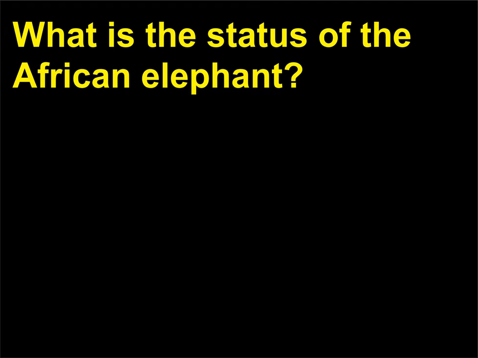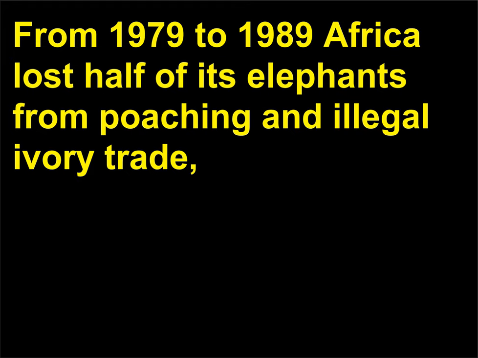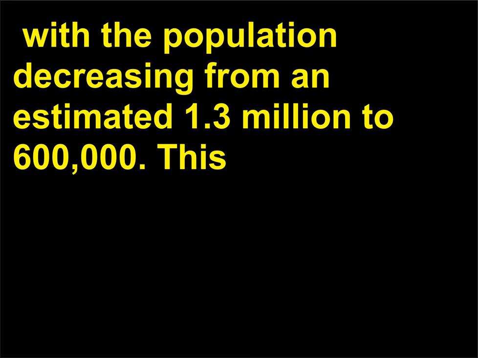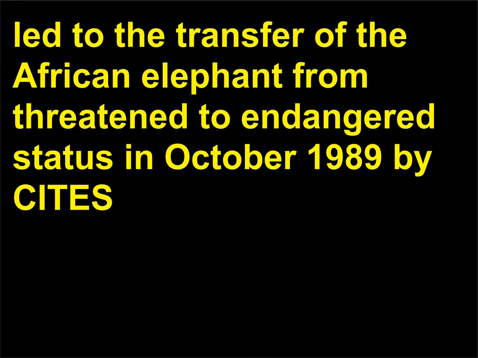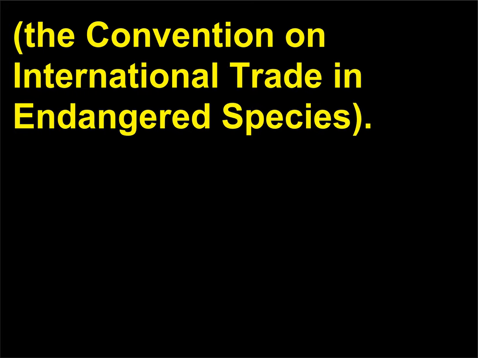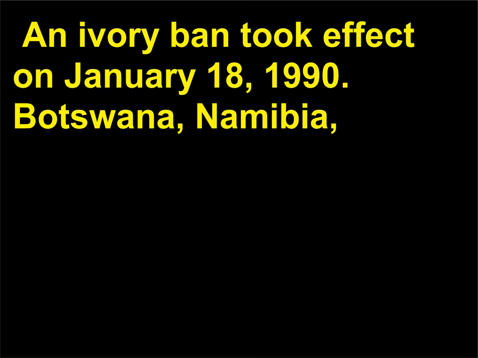What is the status of the African elephant? From 1979 to 1989, Africa lost half of its elephants from poaching and illegal ivory trade, with the population decreasing from an estimated 1.3 million to 600,000. This led to the transfer of the African elephant from threatened to endangered status in October 1989 by CITES, the Convention on International Trade in Endangered Species. An ivory ban took effect on January 18, 1990.